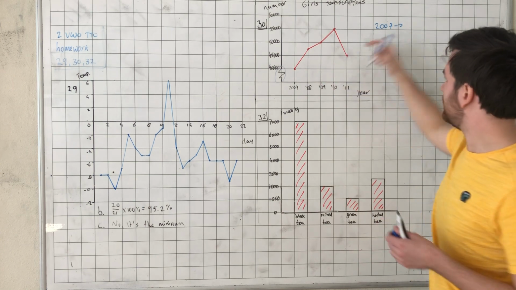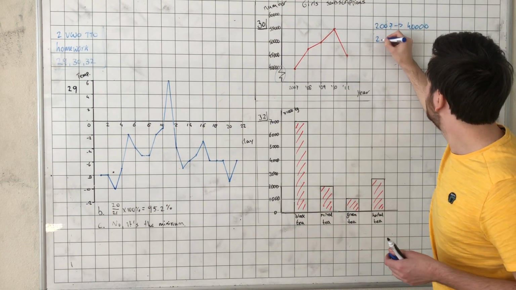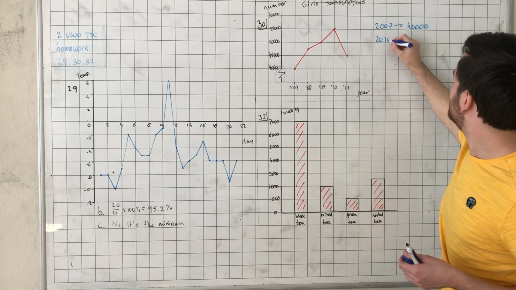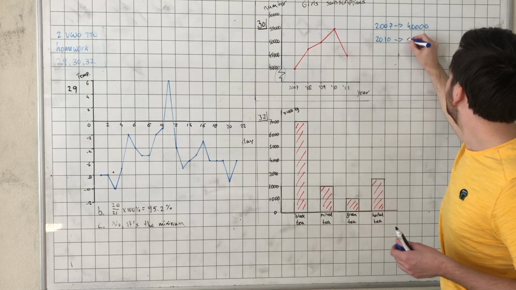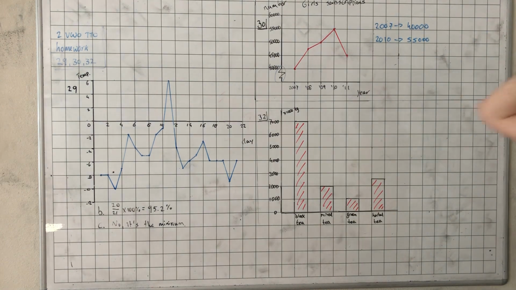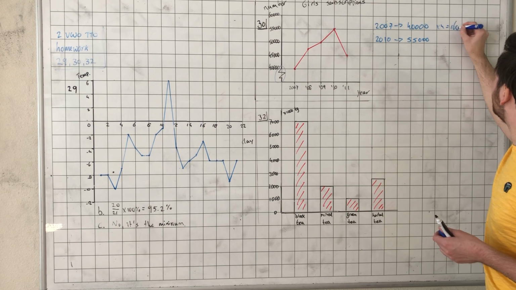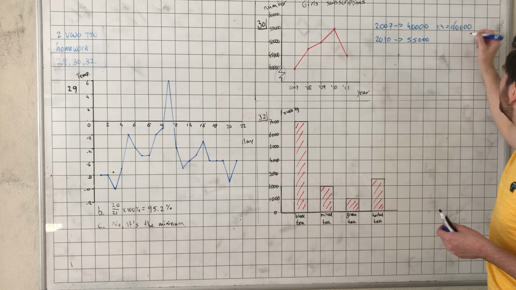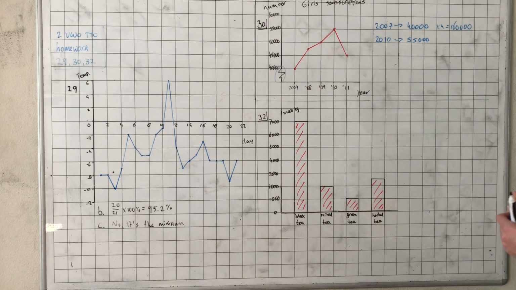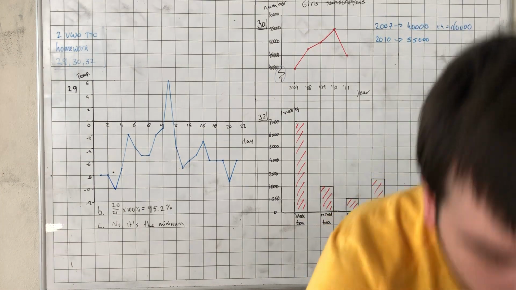in 2007 you had 40,000 subscriptions. You can see that. And in 2010 there were 55,000 subscriptions. Well, obviously 40,000 times 4 is 160,000, which is definitely not 55,000. So that's why he was incorrect.